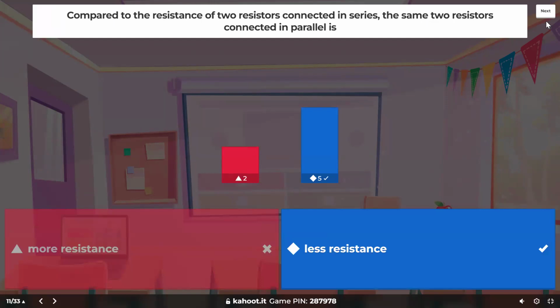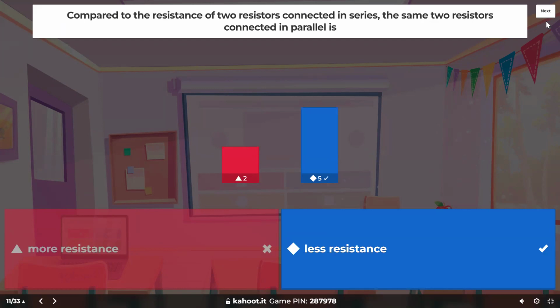Suppose you have 10 ohms and 10 ohms. Guys, what is 10 and 10 in series? 20. What is 10 and 10 in parallel? 5. Right? 10 hours of painting a fence, 10 hours of painting a fence, two-man team. It's a 5-hour job now, right?